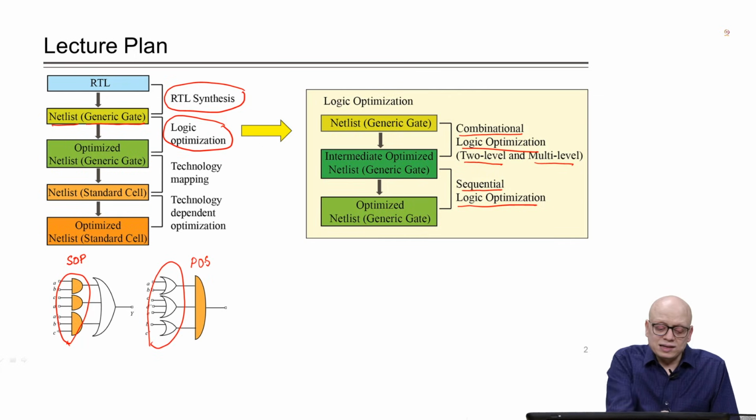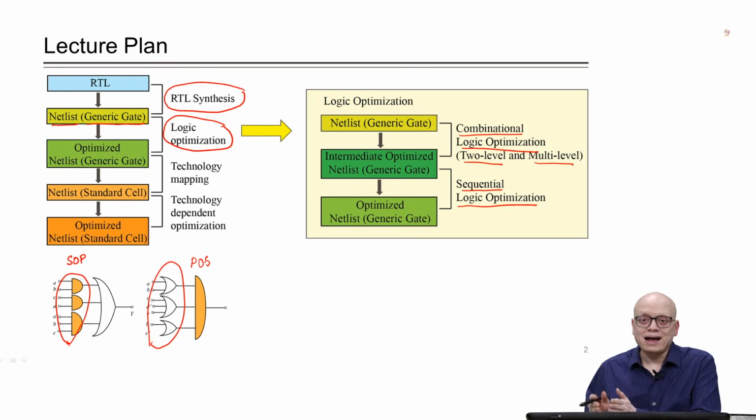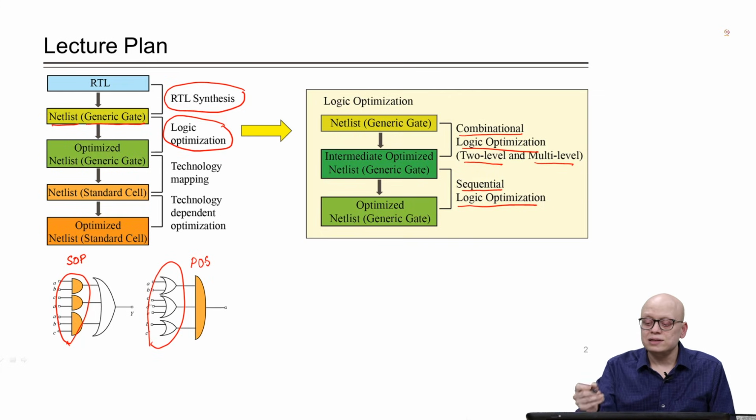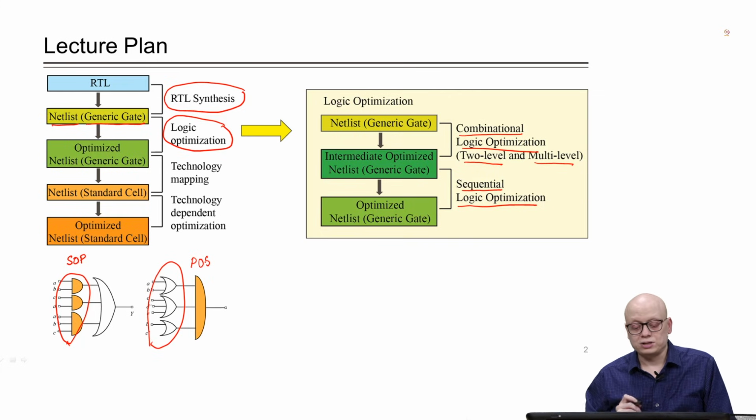In these representations, there are two levels of logic, OR followed by AND, or AND followed by OR. Only two levels of logic are involved, and the logic optimization which works on this form of representation is known as two-level logic optimization.